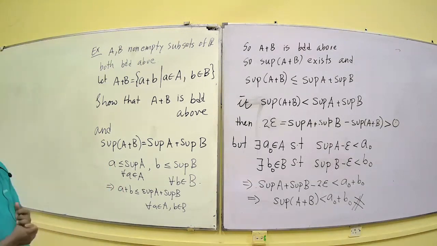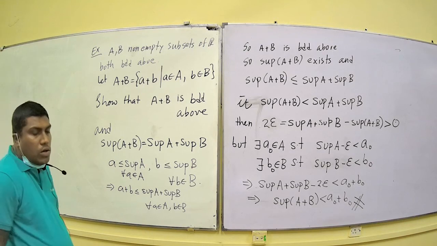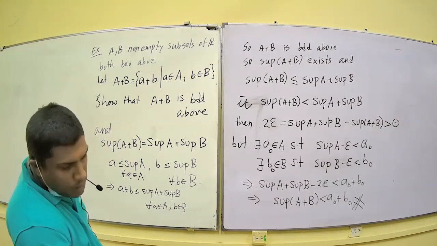So I'm going to stop here, and in the next class, which will be tomorrow at 1, we will move away from supremum slightly, and then we will talk about some special properties involving numbers known as the Archimedean property. So I will stop here and then do that tomorrow at 1.